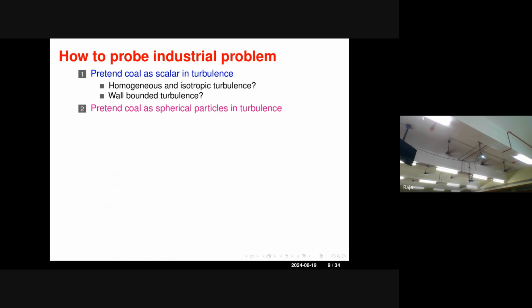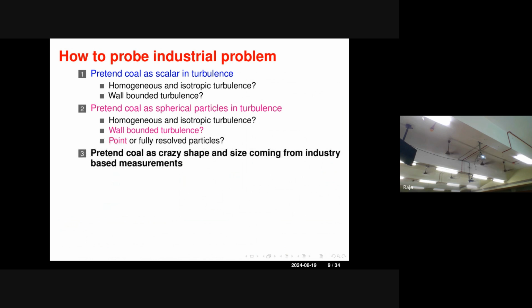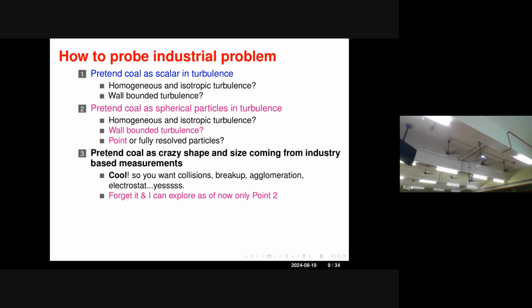Similarly, I can pretend these are spherical particles in homogeneous isotropic turbulence, or spherical particles in wall-bounded turbulence. Maybe pretend the coal has crazy shapes and sizes coming from industry standards or measurements, but that is quite a challenging environment, with collisions, breakup, agglomeration, electrostatics, and so on. Industry people always want that kind of complex problem, but that is beyond present-day computational power to handle.